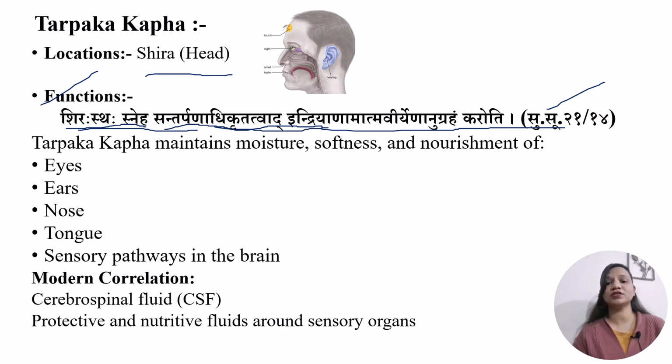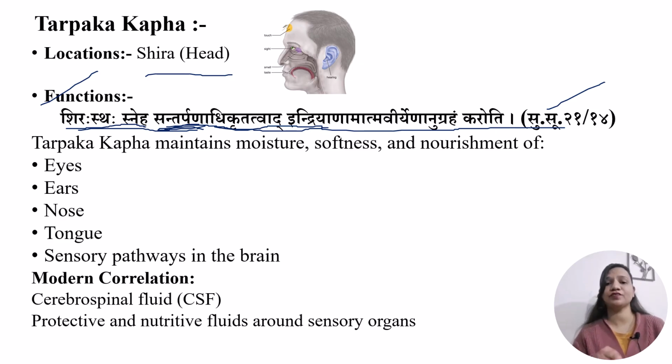That means it nourishes and lubricates the sense organs. The Tarpak Kapha, which is located in the head, nourishes and lubricates the sense organs because of its snigdhata, because Kapha has the guna of snigdhata, it is oily in nature, and it gives proper nourishment, means santarpan. Santarpan means giving proper nourishment by its lubricating nature.